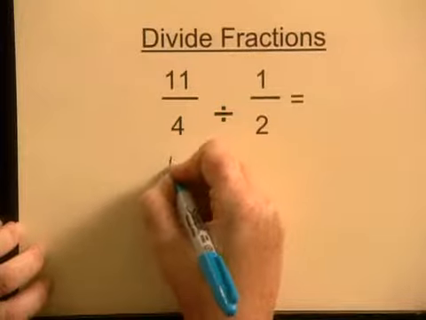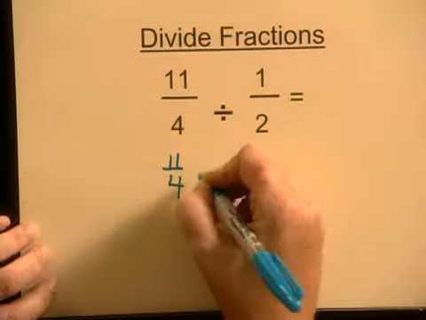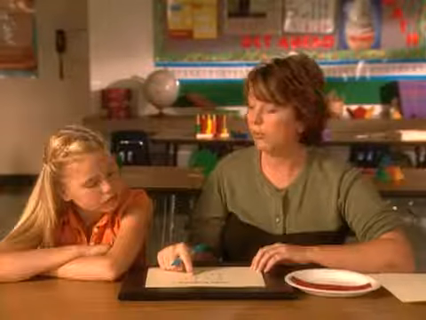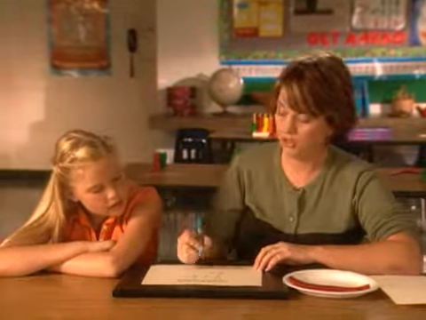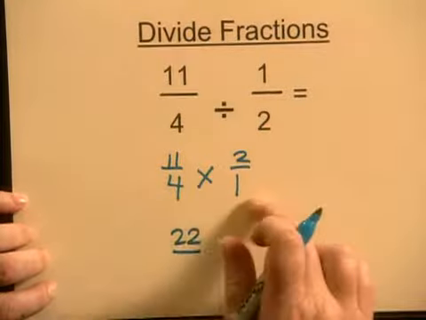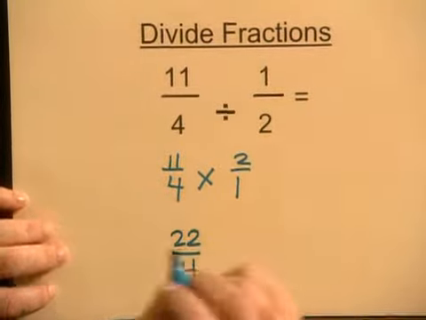Okay, so now let's go back to our division problem and turn it into a multiplication problem. We leave our 11/4 the same, but now we want to multiply by the reciprocal of 1/2. What is the reciprocal of 1/2? 2 over 1. Now we multiply the numerators and multiply the denominators. What's 11 times 2? 22. And 4 times 1? 4. Perfect.